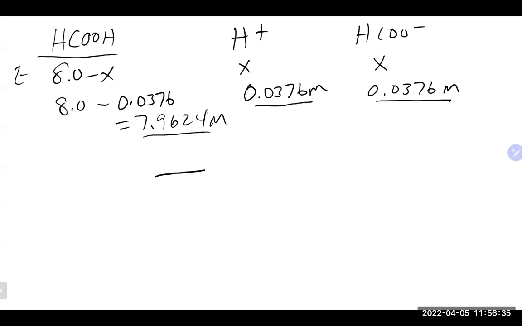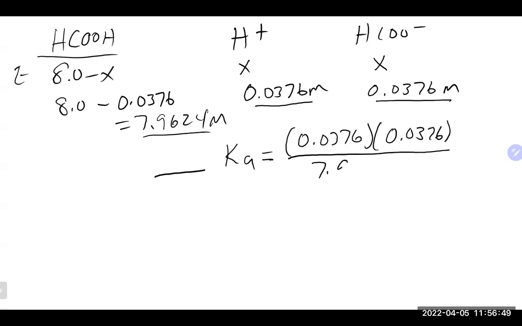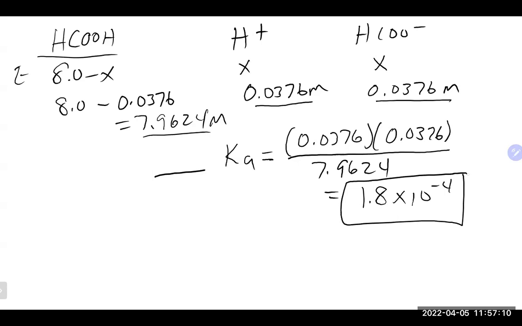So by using the percent ionization, we're able to work backwards and figure out the equilibrium concentrations of everybody. Now what's left is simply just to put it into our Ka expression, which would be 0.0376 times 0.0376 divided by 7.9624, going to get us, we'll call it 1.8 times 10 to the minus 4. Any questions on that calculation there?